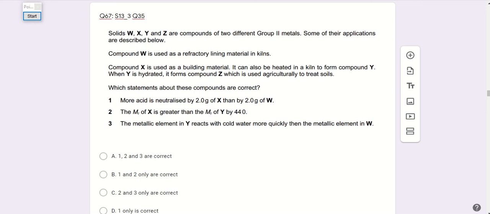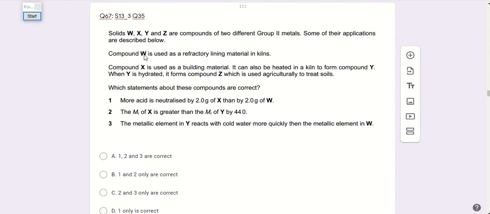Okay, this is chapter 11, question 67. We have solids W, X, Y, and Z. They are compounds of two different group 2 metals, yeah? Now, from the clues, we identify what W, X, Y, and Z are.